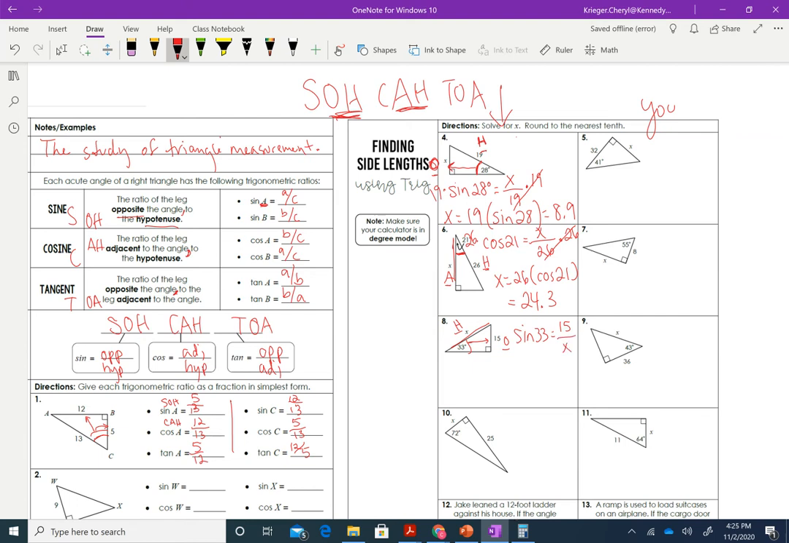All right, so this one's different. We have to get x out of the denominator. So I'll multiply both sides by x. That gives x times sine of 33 equals 15. Now I'm still trying to get x by itself, so I have to divide both sides by the sine of 33. Sine of 33 divided by sine of 33 is 1. So that's how you get x by itself.